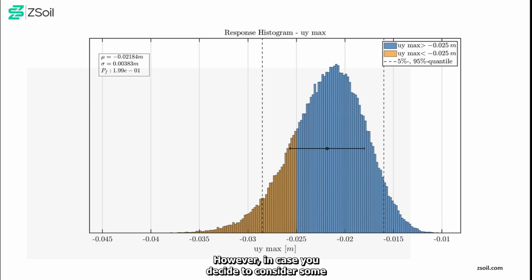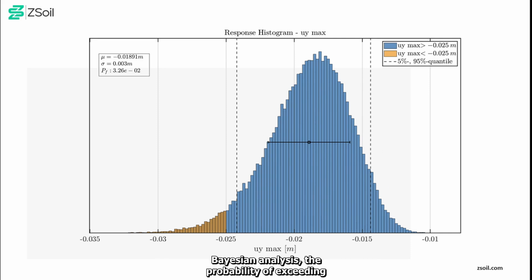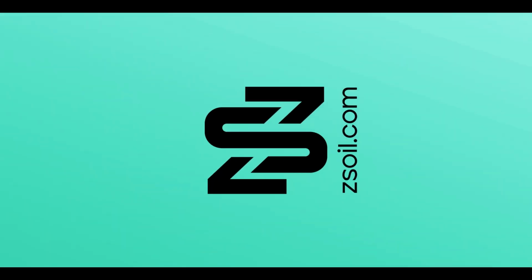However, in case you decide to consider some measurements obtained during the construction works, here the horizontal displacement at the top of the wall just before the strut is installed, you can update the histogram. And you can see that after performing the corresponding Bayesian analysis, the probability of exceeding the settlement threshold goes down to 3%. So that is ZSoil+R coming in 2025, allowing you to perform reliability-based design on finite element soil structure interaction problems.